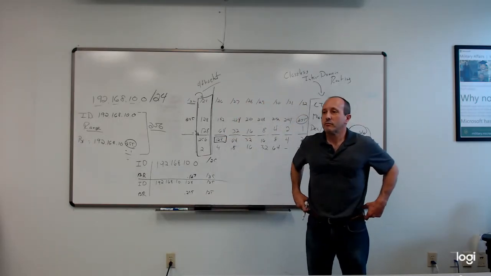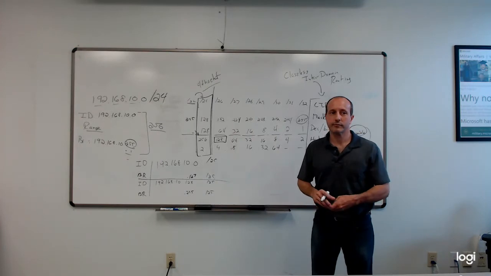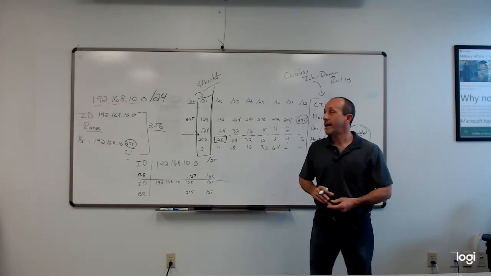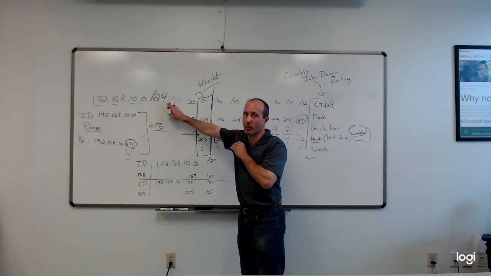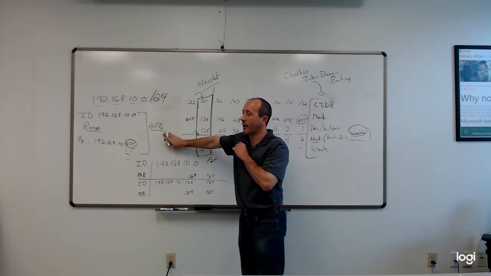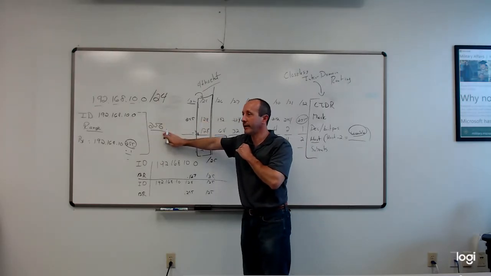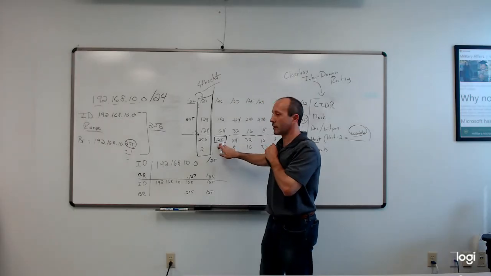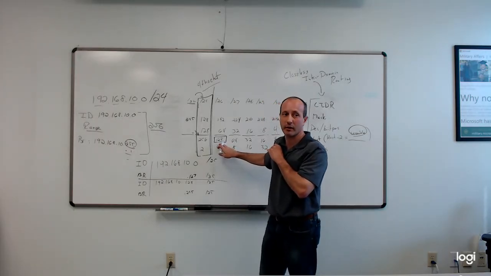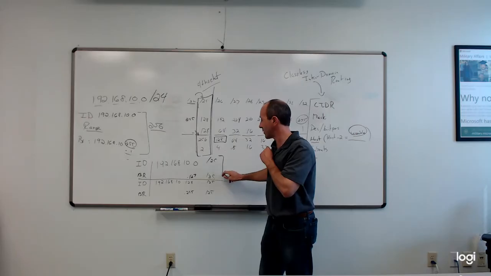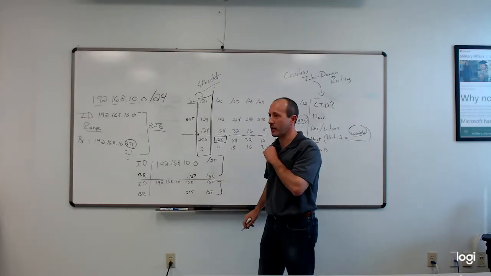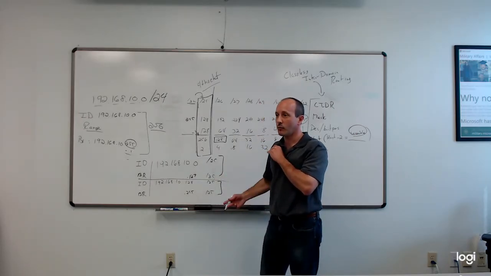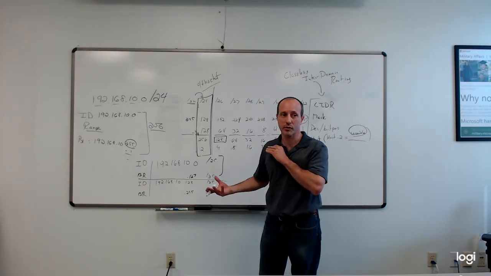Just numbers. Just numbers on a chart. It can't be 24 because I said I want to divide that in half. I'm really dividing that number in half. And I did. Half of 256 is 128. There's 128 IP addresses here. There's 128 IP addresses there. Minus 2, usable, 126.